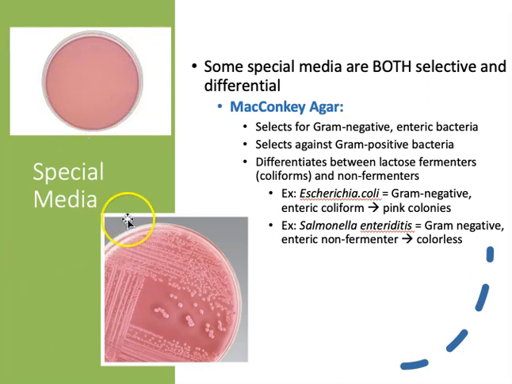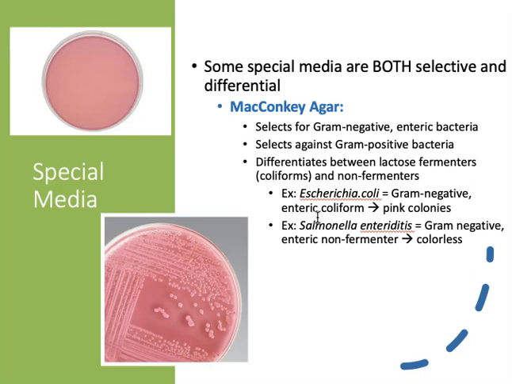We said a few minutes ago that MacConkey agar can differentiate between bacteria that can ferment lactose from bacteria that cannot. Remember, any bacterium that can ferment lactose is called a coliform. A good example of a coliform is Escherichia coli. E. coli is a gram-negative enteric coliform. That word enteric just means that it likes to grow in the gastrointestinal tract of mammals, including humans.